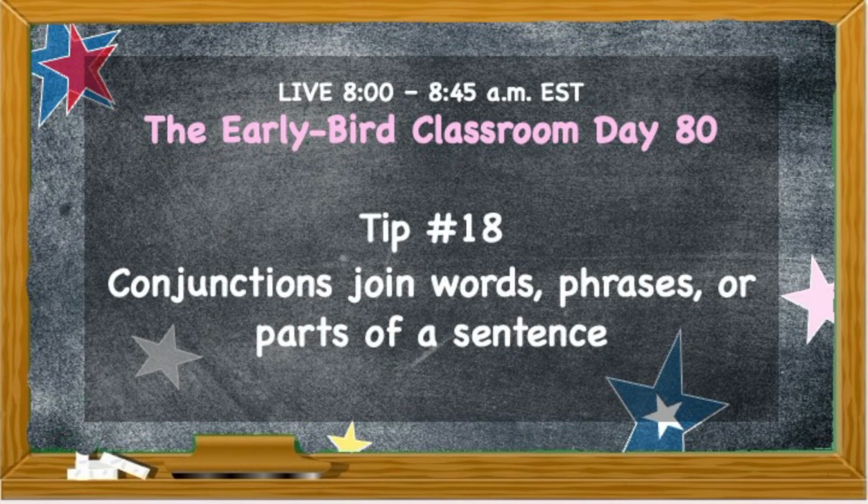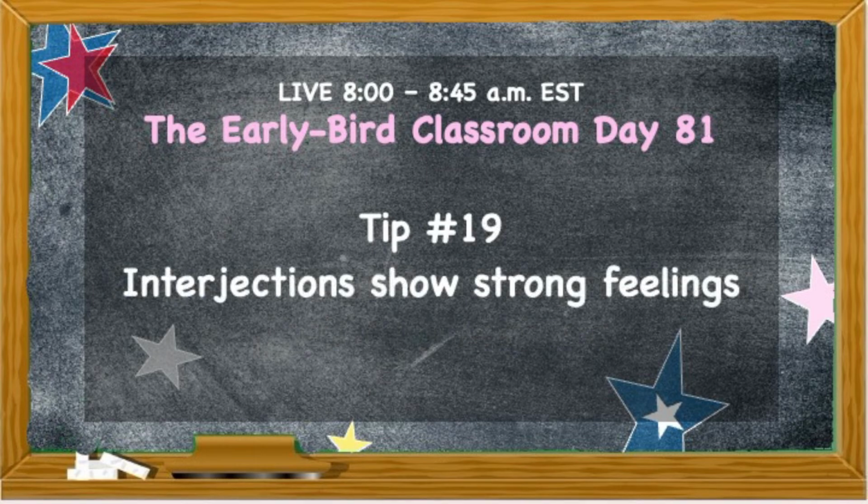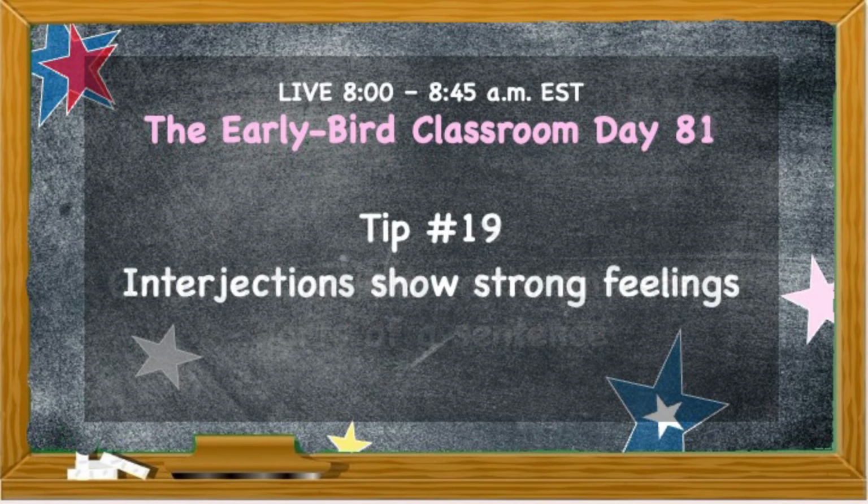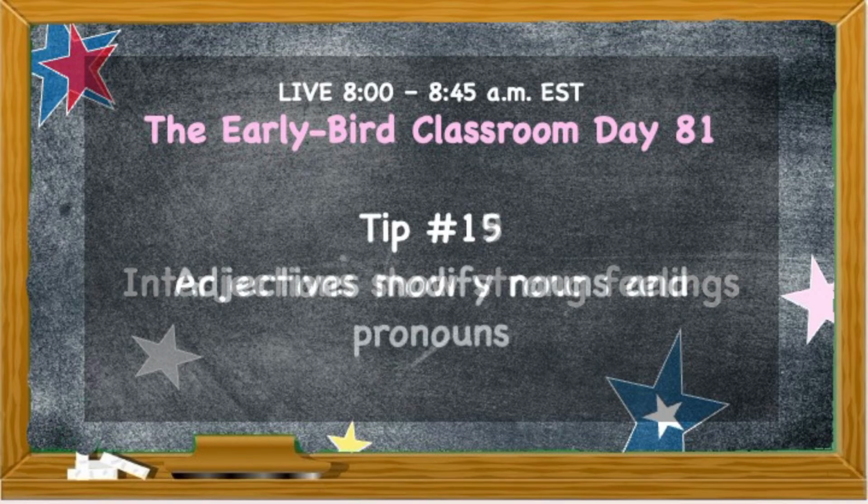Day 80, we were talking about conjunctions, which join words, phrases, and parts of sentences. Interjections we talked about on day 81. We had a great video on an interjection. An interjection shows strong feelings. It's followed by an exclamation point unless the feelings aren't as strong, and then it's followed by a comma.